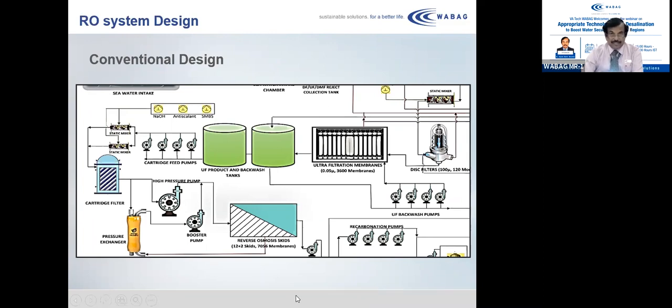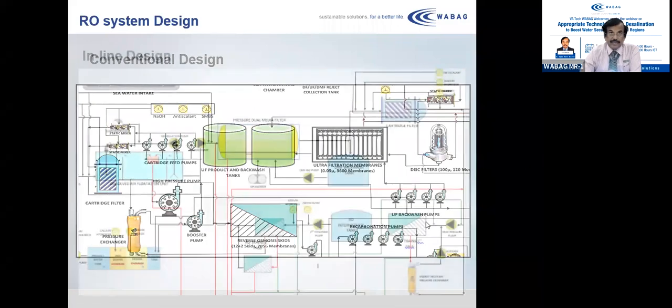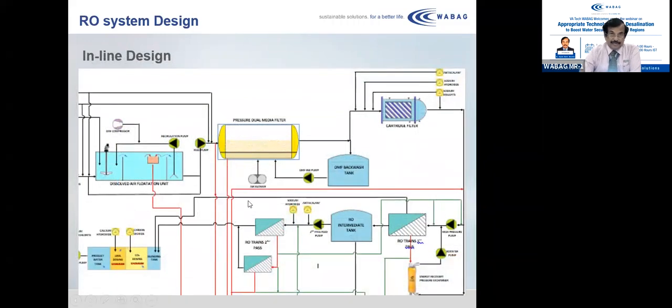This type of system we have adopted, and it's successfully operating in the 110 MLD Nemmeli desalination plant. This plant has been operating for the last 8 years, and we are running almost at full capacity. This is the inline system, which we have designed in our Algubra plant.